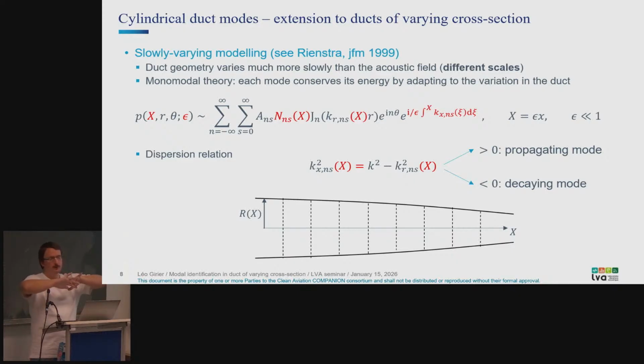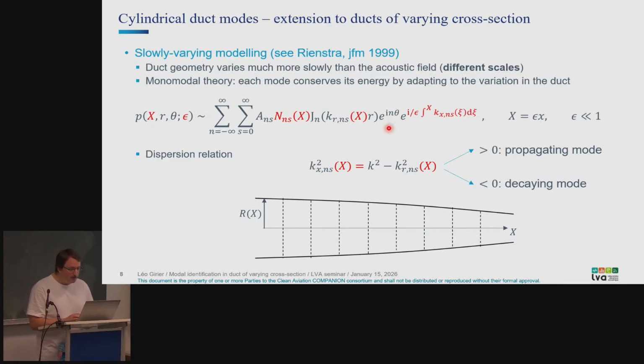If these two scales are well separated, we can make some simplification and actually end up with a closed form analytical approximate solution of the Helmholtz equation. So that's the base theory. And it is also a monomodal theory, which means that a given mode conserves its energy through the duct. Okay, it cannot scatter.